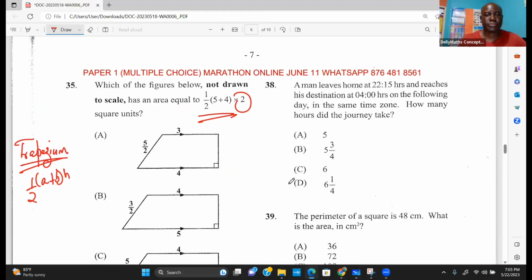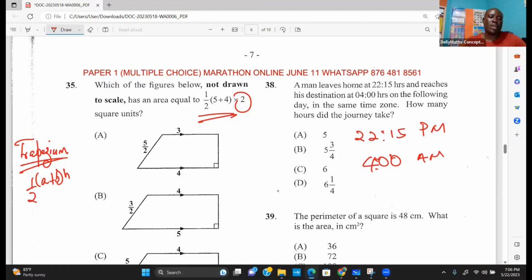38. A man leaves home at 22:15 hours and reaches his destination at 4 hours on the following day in the same time zone. How many hours did the journey take? Now, this 22, we did something similar with a different one. This is in the PM, and this is in the AM. So the night coming into the morning.